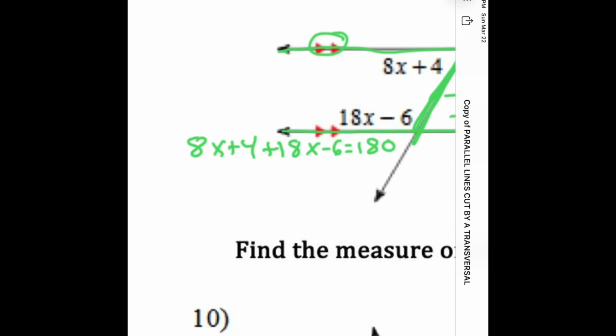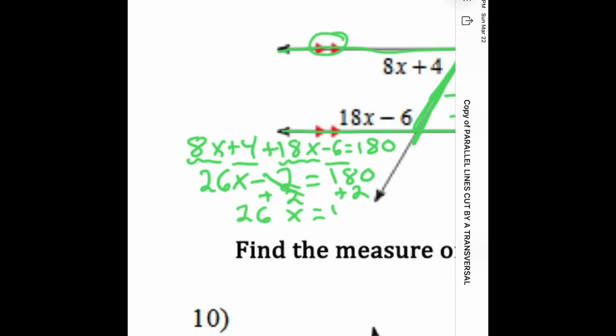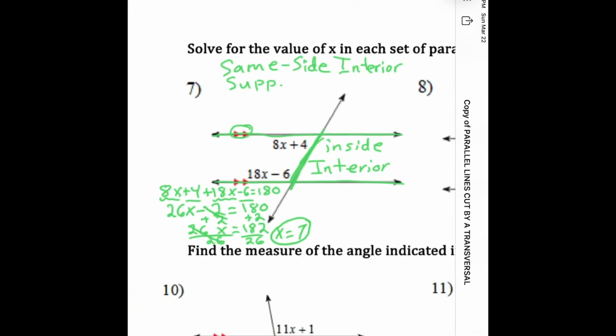Now we can combine like terms. So we have 8x and 18x to give us 26x. Then we have 4 and negative 6 to give us negative 2. Still have our 180 hanging out on the right side. We're going to add 2 to both sides. Still trying to get x by itself or solve for x. 26x equals 182. Divide by 26. X equals 7. So that would give us our variable.